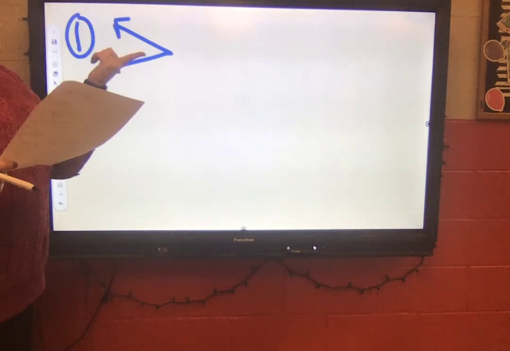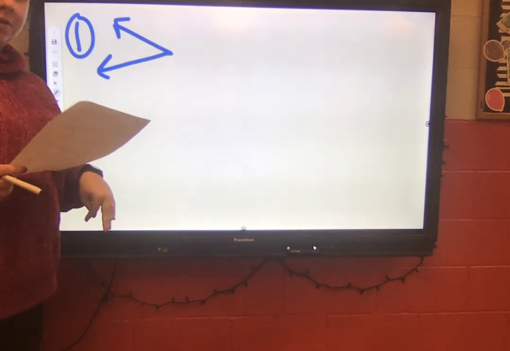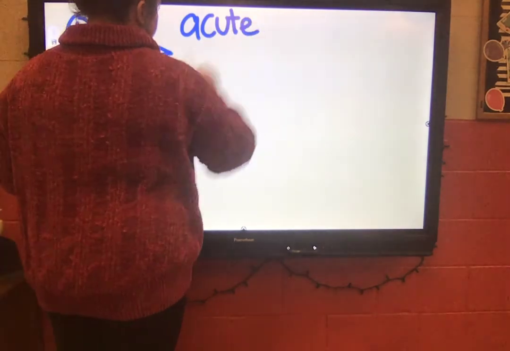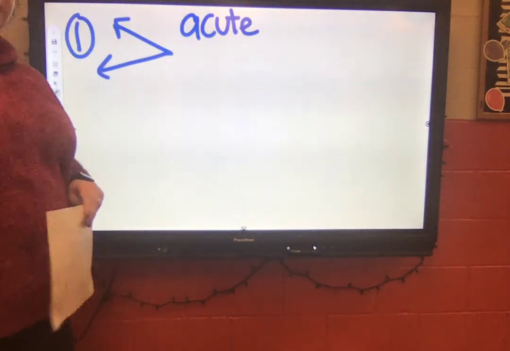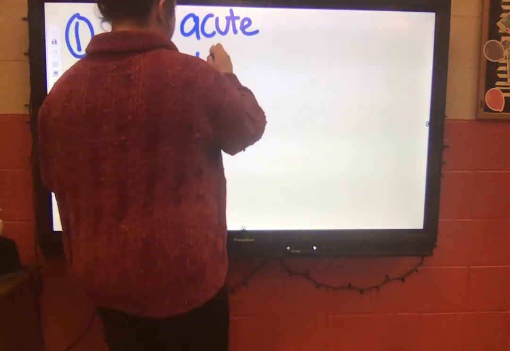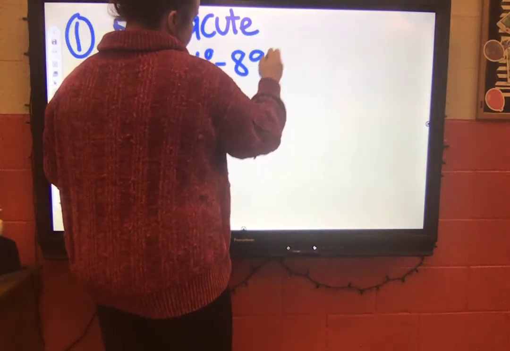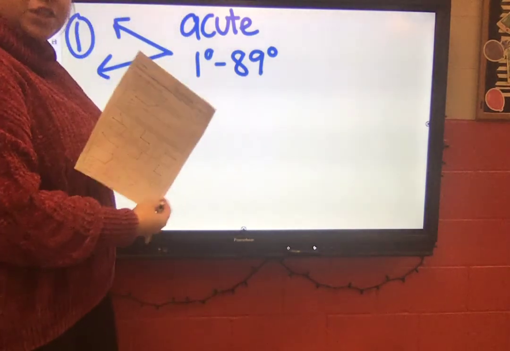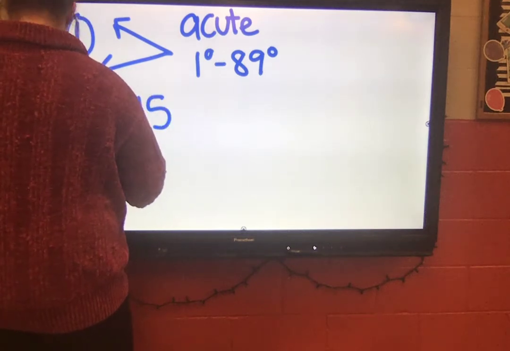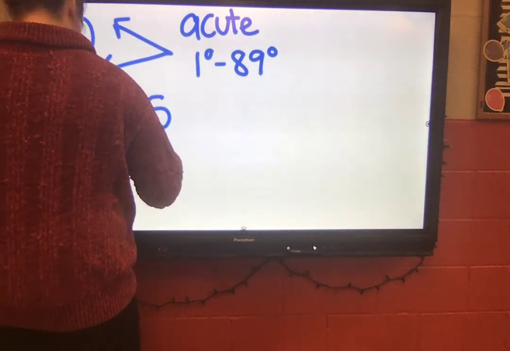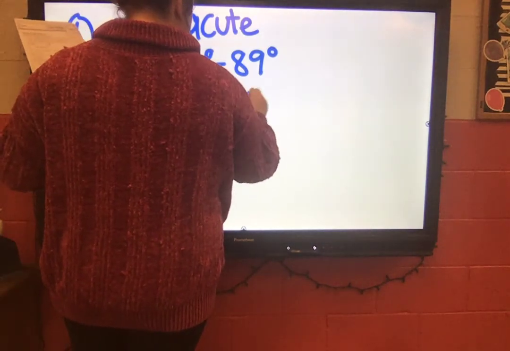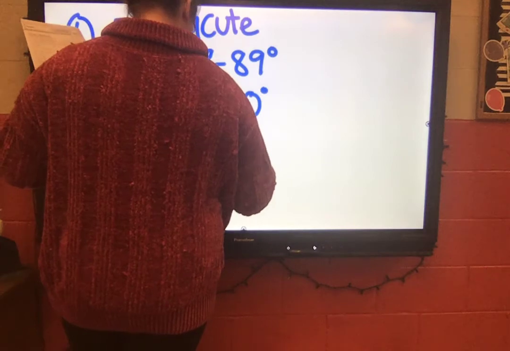Is this going to be an acute, right, or obtuse angle? It's an acute angle. And acute angles measure from what degrees? 1 to 89. So are there any options that we can mark out? I'm going to write them up here. We have A, 15, B, 40, C, 90, D, 140.